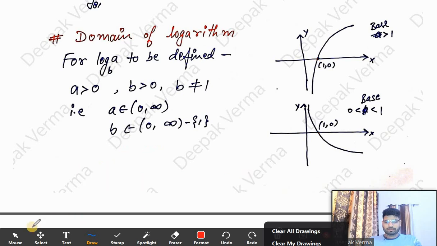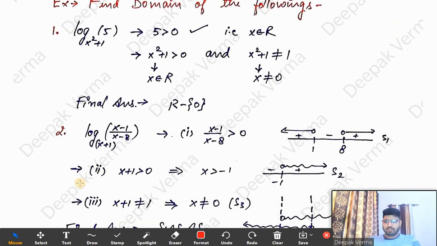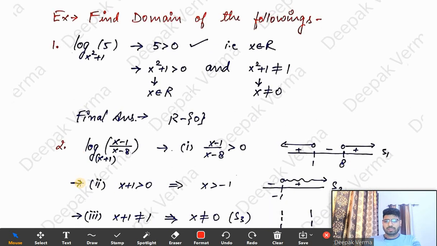Is it clear? Now again, let's do some more examples based on domain. Domain is a very important part. It's a very important topic also. And again, a little bit difficult. The level of questions may vary from easy to very difficult.